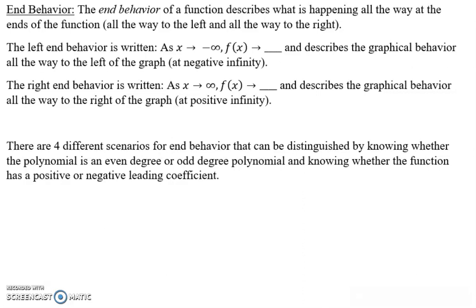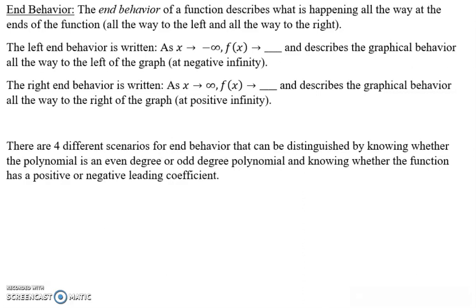Typically, our answers when we're talking about end behavior, and it will be for this section, the answers that go in that blank would either be infinity or negative infinity. Infinity if it were going up, negative infinity if it were going down, as you look at the graph all the way to the left. The right end behavior is written as x approaches positive infinity, f of x approaches blank, and describes the graphical behavior all the way to the right of the graph at positive infinity. Okay, same thing. Typically the answers will be infinity if the graph is going up, negative infinity if the graph is going down.